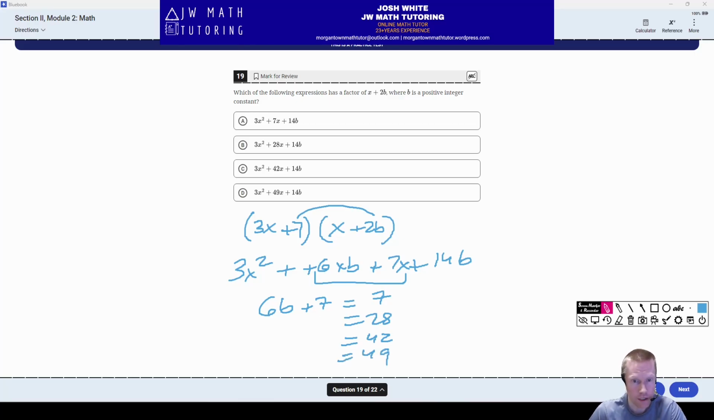And if you subtract 7 from all these, because that's how you get it to cancel out, then it becomes 0, 21, 35, and 42. So now you've got 6b equal to either 0, 21, 35, or 42. So the b values are going to be either 0, 21 over 6, 35 over 6, or 7. So in which of these is b a positive integer? It's only the last one. It's only d. 0 is not positive. 21 over 6, 35 over 6, not integers. The last one, again, is d.